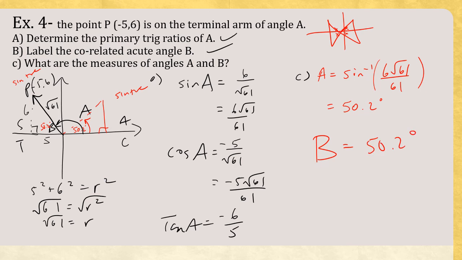How would you get A? Remember, A goes all the way around. Well, we know this is 180. If I was to do 180 minus 50.2, what's left over would be this, right? So this is our angle in standard position. That's our A. If I do 180 minus 50.2, that will give me my angle. 180 minus 50.2, 129.8 degrees.